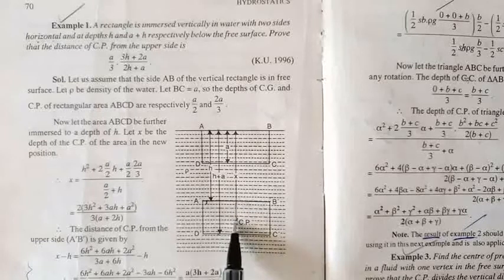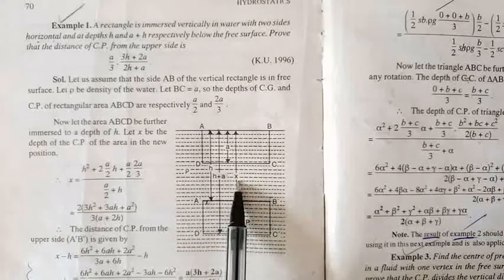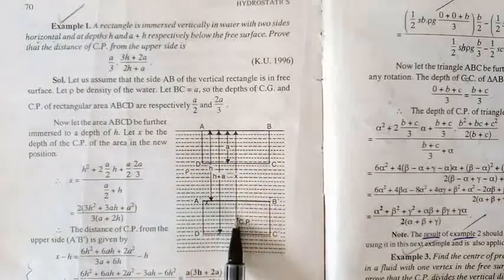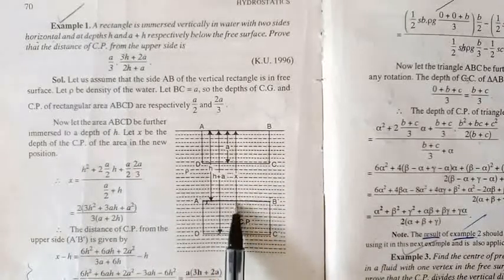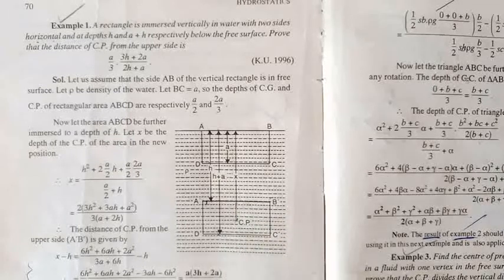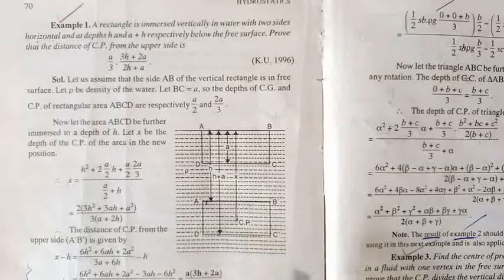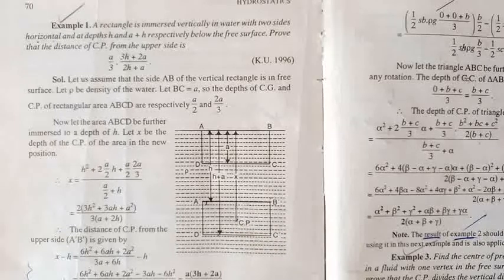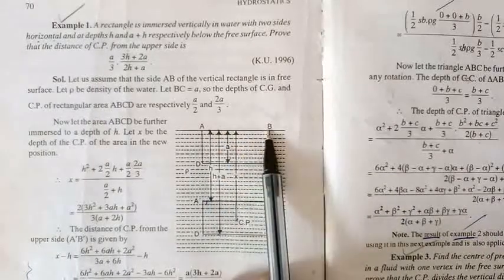Now let us take the distance of center of pressure of this rectangle as x from the free surface. This is x and this distance is h. It means we are to find the value of x minus h. To find this, we will use the formula which we discussed yesterday. To use that formula, first of all, we require the depth of center of gravity and center of pressure of this rectangular area before further immersion, means in the position when one of the sides of this rectangular area is in the free surface.